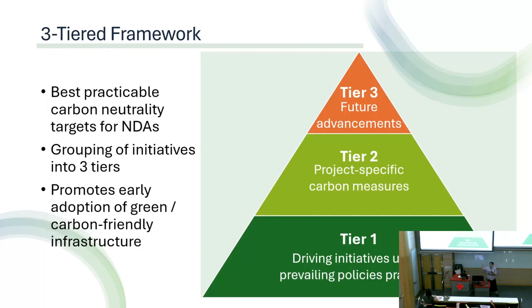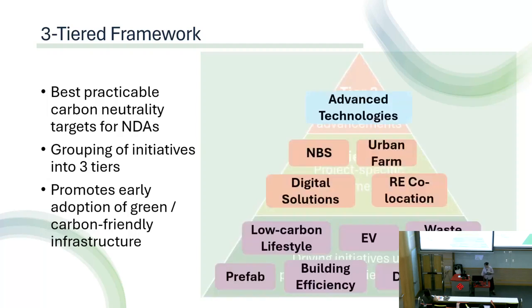Those types of things are more project specific. And then the third tier of initiatives are more future things. A couple of years ago, hydrogen was still a research concept in the air. We were already thinking about how to integrate hydrogen energy into our cities, how to integrate autonomous vehicles into our cities, and what other infrastructure is needed. So these are more future-looking, more innovative solutions.